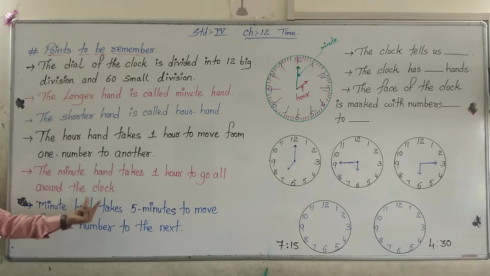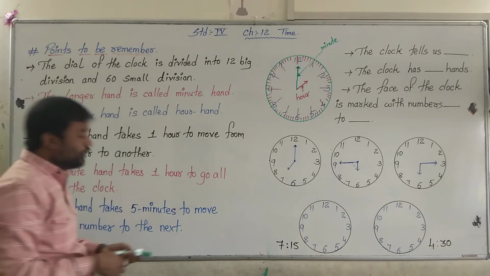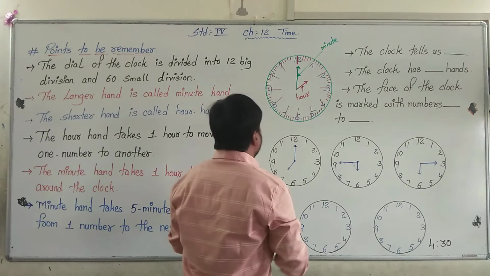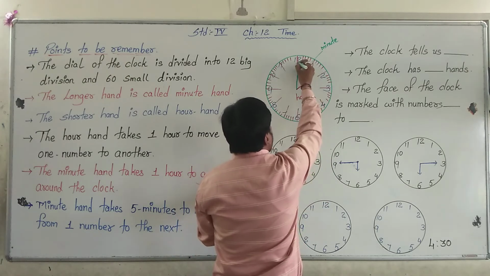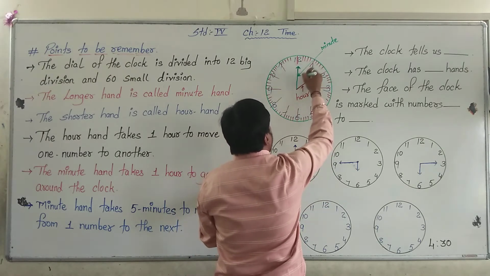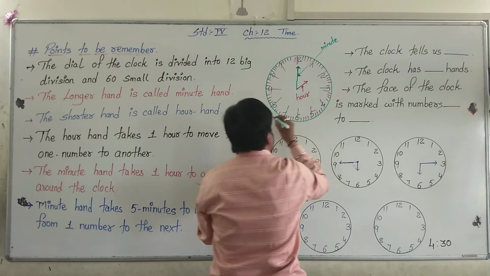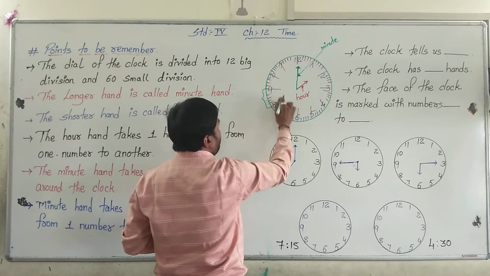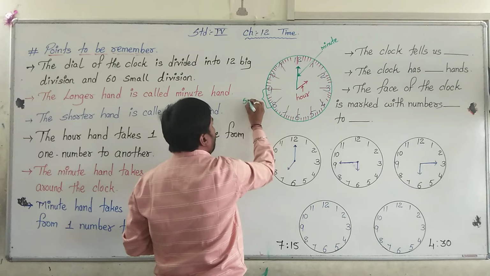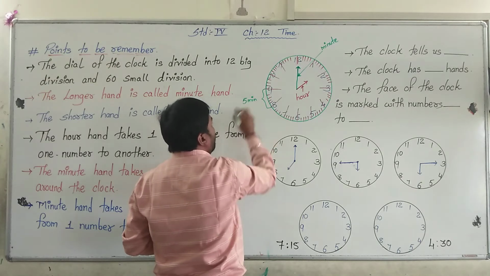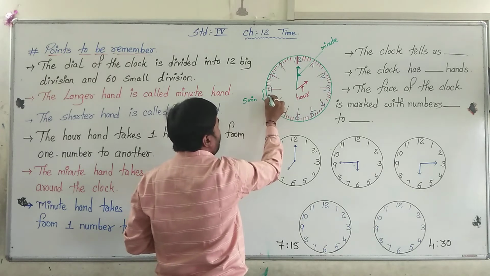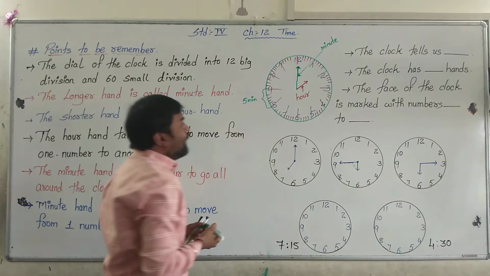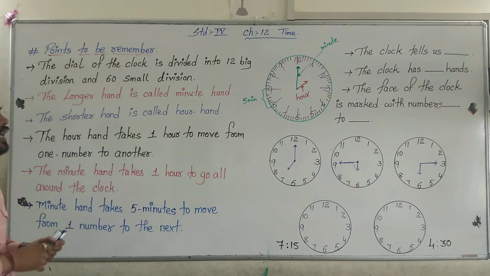Minute hand takes 5 minutes to move from one number to another number. આ ગ્રીન કલરનો જે કાંટો છે, હેન્ડ છે, એ 12 થી 1 સુધી આવવા માટે કેટલો ટાઈમિંગ લે છે? 5 minutes. Means what? Between 8 and 9, between these two numbers, how many minutes are there? 5 minutes are there. You can just count 1, 2, 3, 4 and 5. So between any two numbers there are 5 minutes.